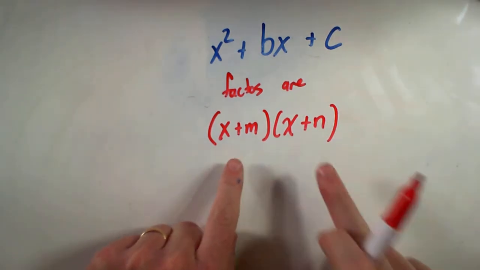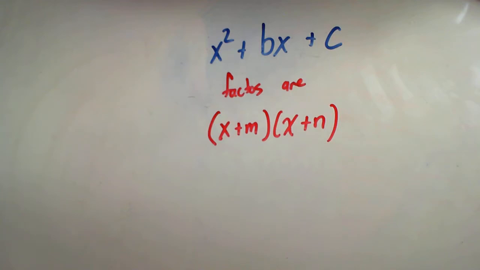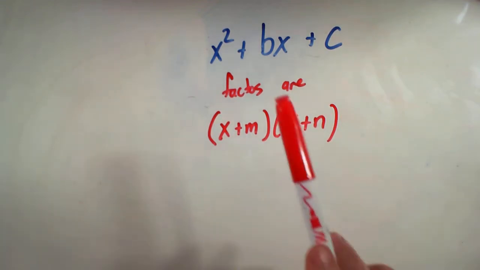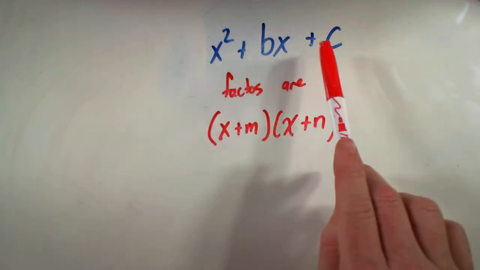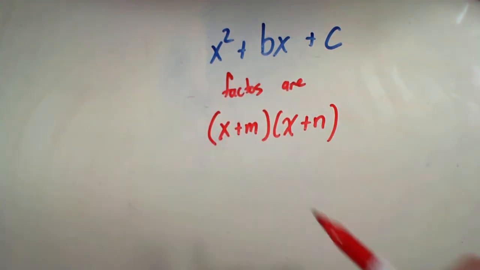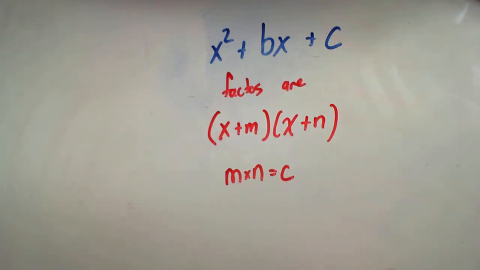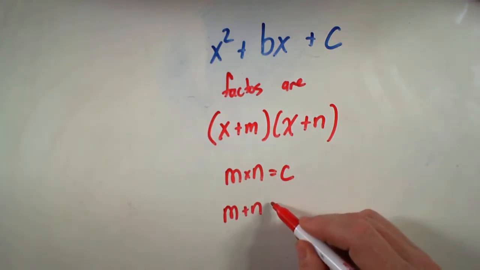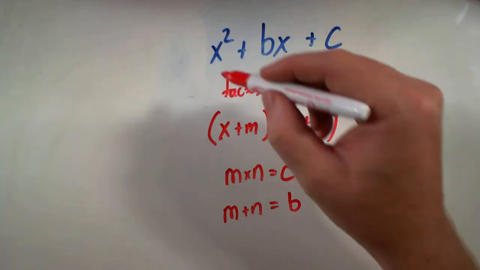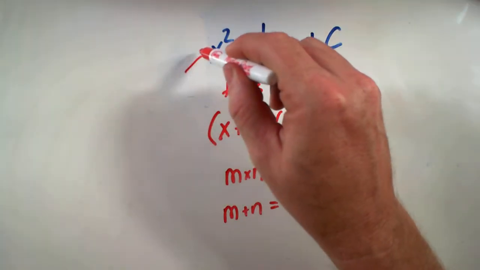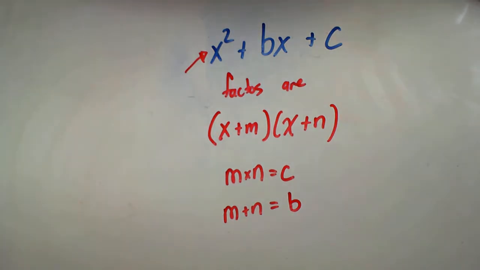And even though I use pluses there, we'll talk about different signs for m and n as we talk about the different possible signs for b and c. But the factors are x plus m times x plus n, where m times n must equal c, and m plus n must equal b. Now again, notice this only works when this lead coefficient is a 1. So let's look at a couple of examples where we are factoring with a lead coefficient of 1.